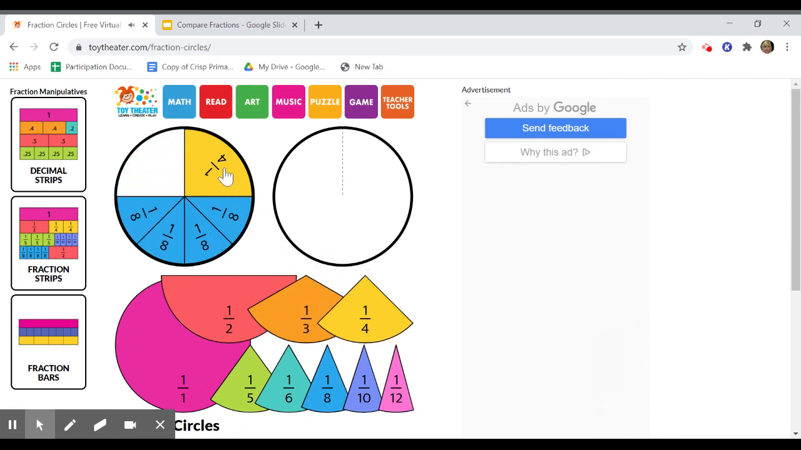So you also can use circles and divide them up and come up with your equivalent fractions.